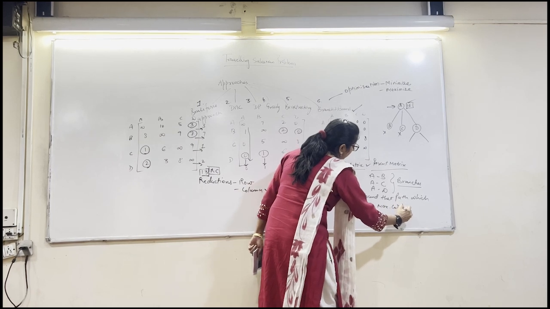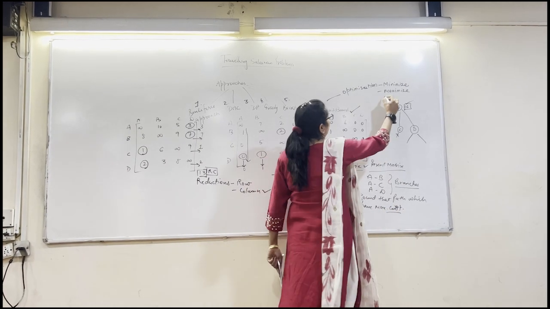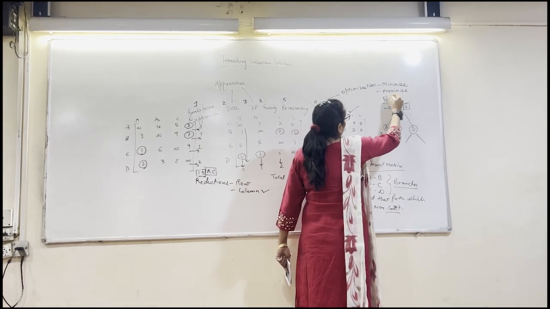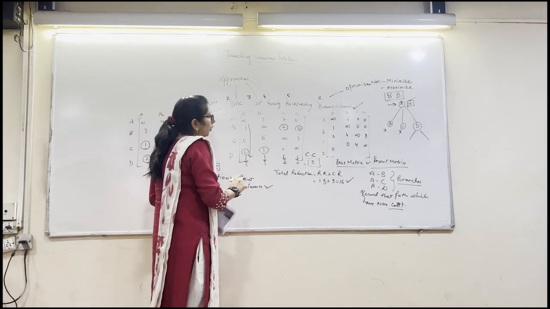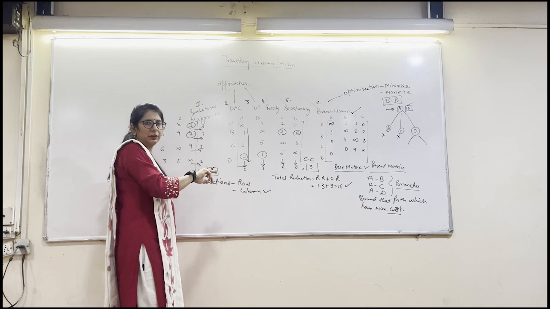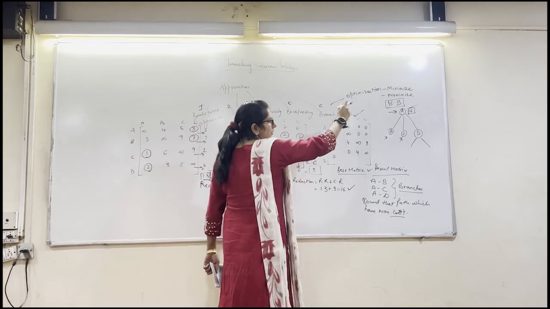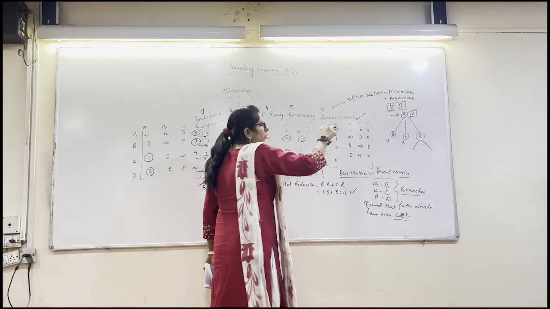So that's why the technique is branch and bound: putting a bound over the path that includes the maximum cost. Now what we need to do is solve for A to B. Similarly, we need to solve for A to C and for A to D.